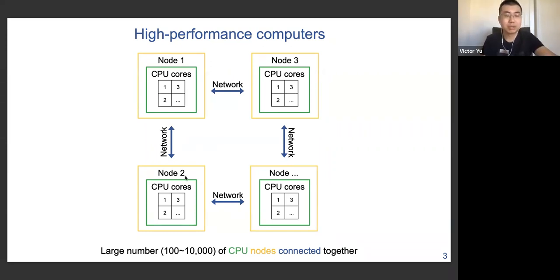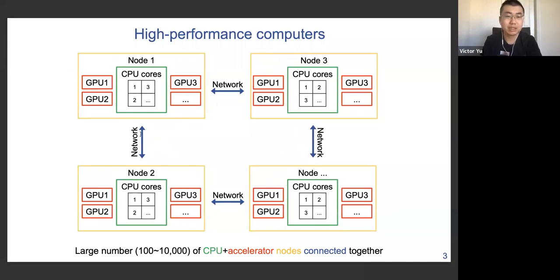And also, the power of CPUs turns out not to be enough for the most interesting scientific computations. So in the recent decade, people also added GPU accelerators to the supercomputers. Now on each node, in addition to many CPU cores, you also have a number of GPU accelerators, which makes high performance computing even more complicated.